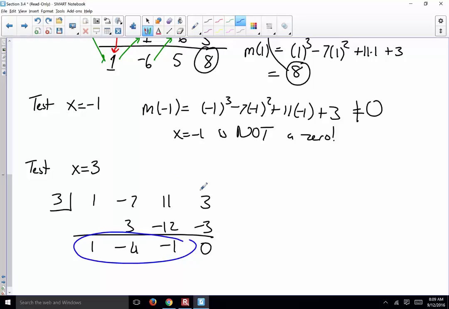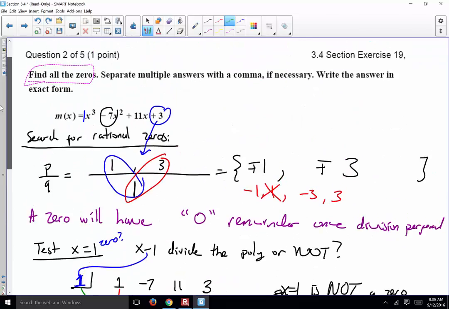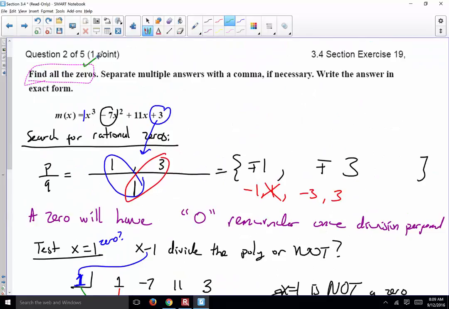Okay? So what did I do here? What did I get? This is the remainder. If the remainder is 0, what is the verdict? X equal 3 is a 0. I promised you the work you've done here is going to be used for what? Now you caught the fish. You caught one of the zeros. But did you find them all? Did you find them all?